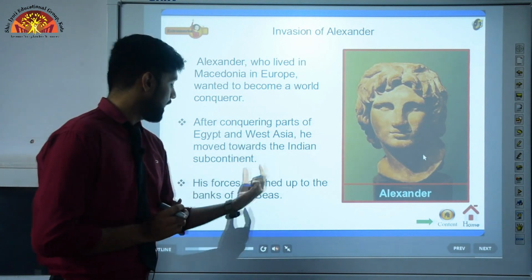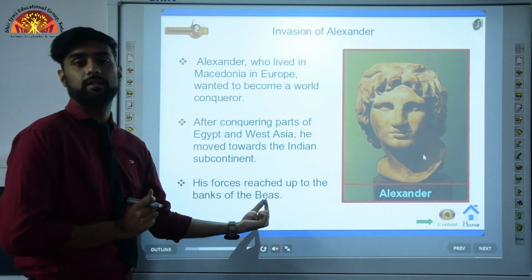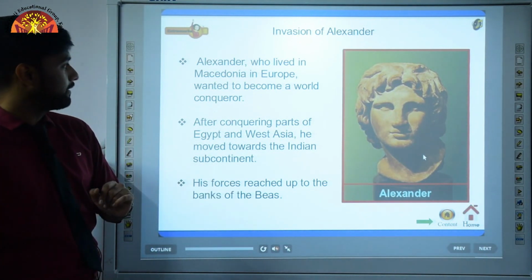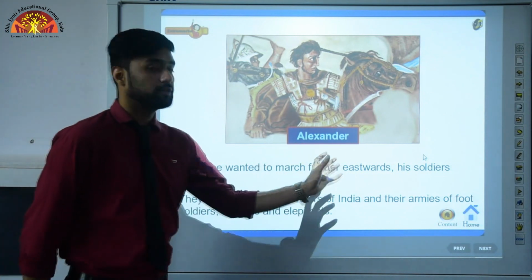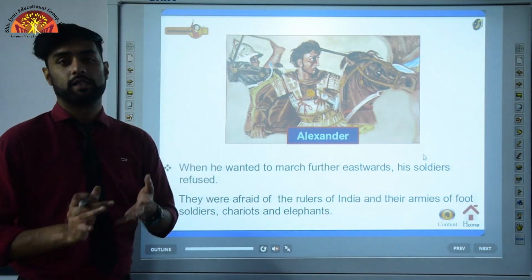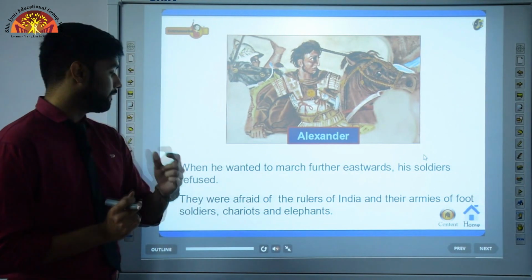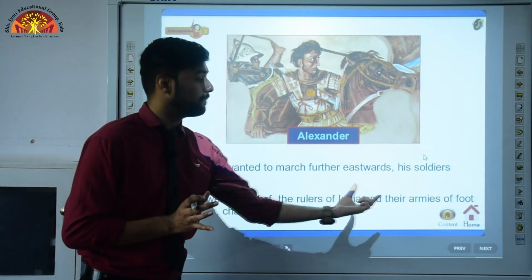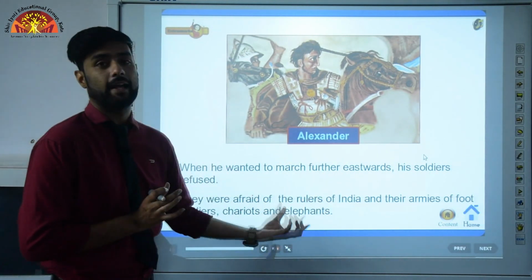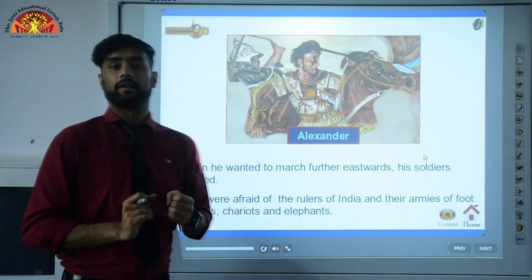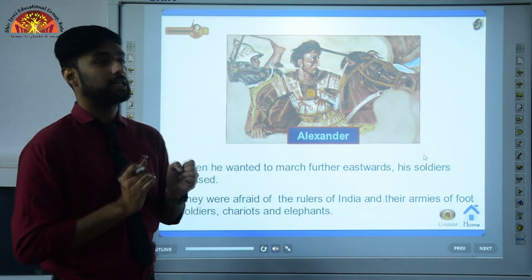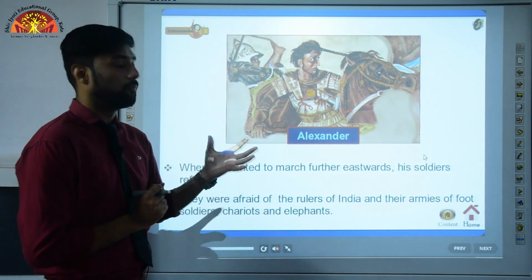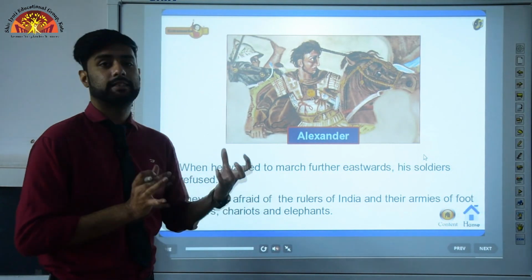His forces reached up to the banks of the Beas. Beas is the name of a river. Okay, his forces were just about to enter into India, but what happened? I just told you that when he wanted to march further eastward, his soldiers refused. His soldiers said that no, we cannot go any further. Why? Because they were afraid of the rulers of India. They had heard that they had armies of foot soldiers, chariots and elephants. The soldiers of Alexander were so scared that they would not march further because the rulers of the Indian subcontinent had vast armies of foot soldiers, chariots and elephants.